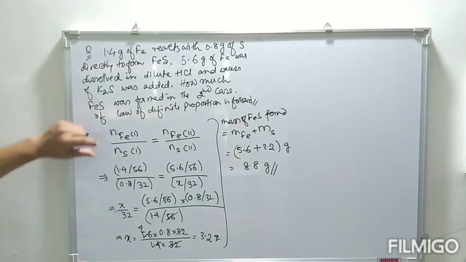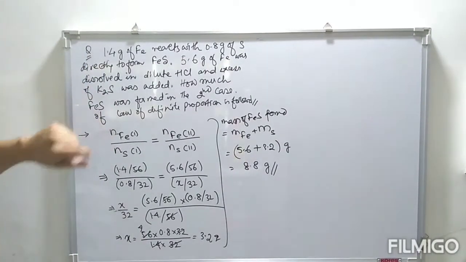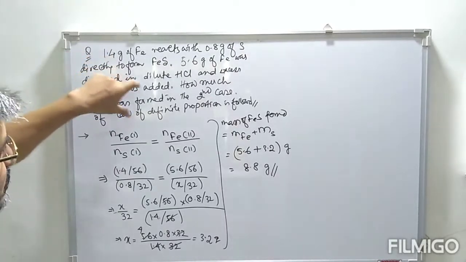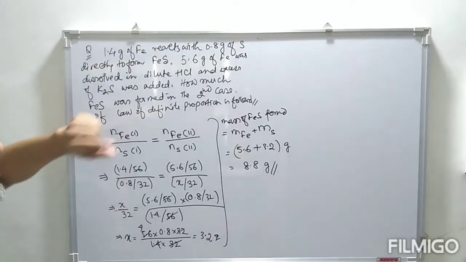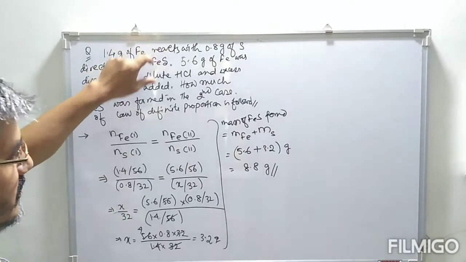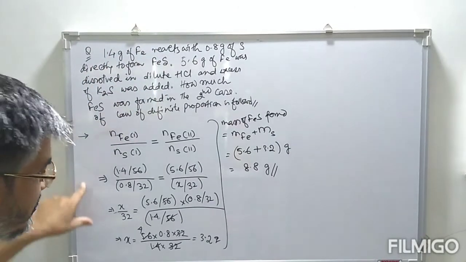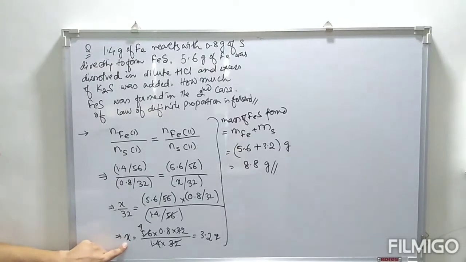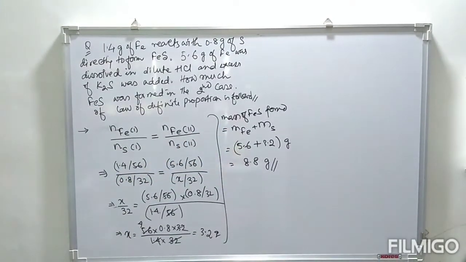So look at this. Here we are converting gram into moles because the law of constant composition is followed in both cases where iron sulfide is formed, so the mole ratio of iron and sulfur in both cases should be identical. From this we find the mass of sulfur, and once we find the mass of sulfur, we find the total mass of iron sulfide formed in the second case.